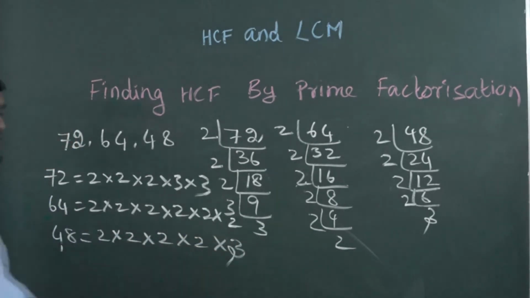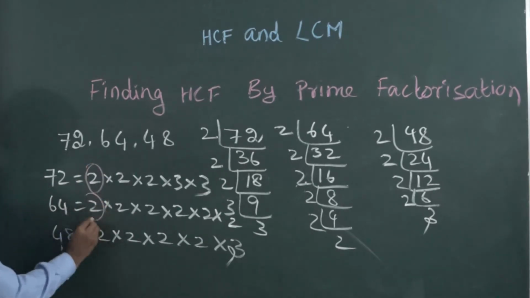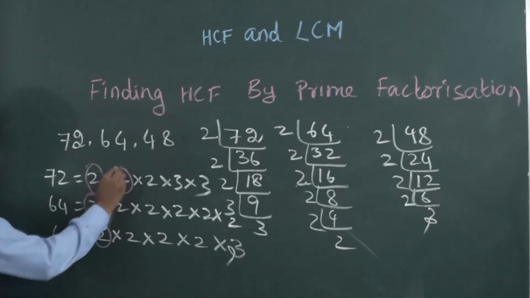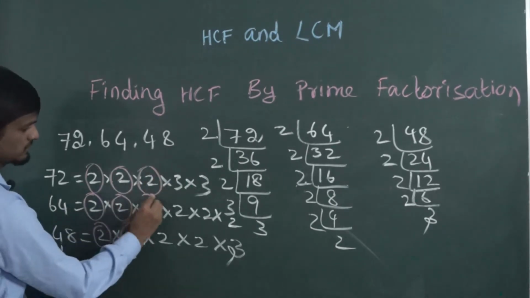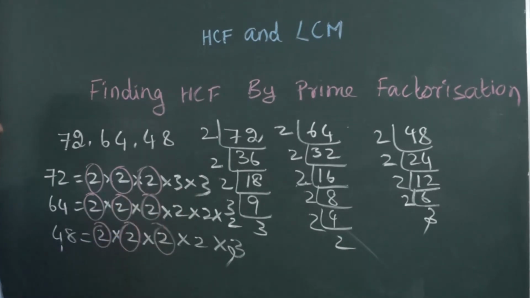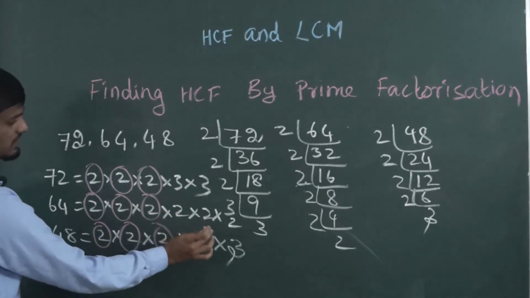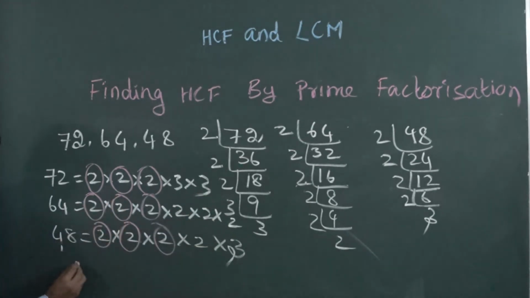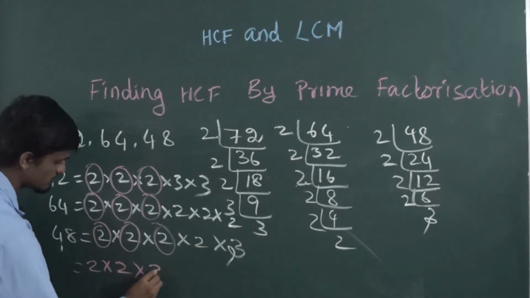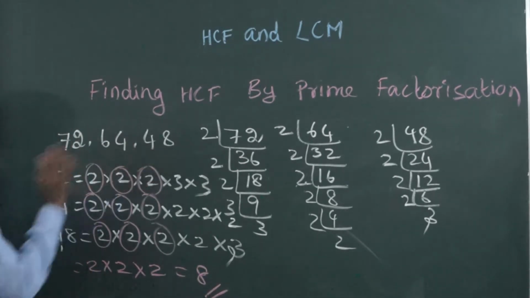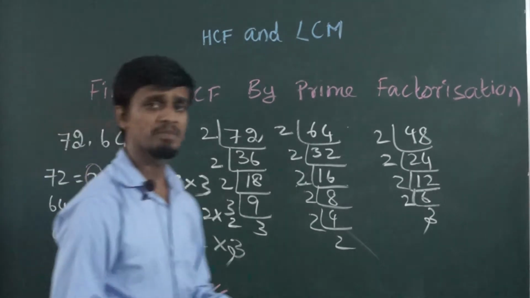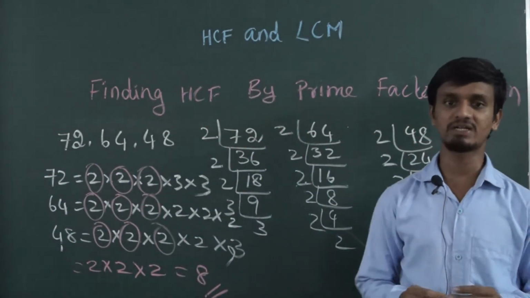By this, how can we find the HCF? Simple. Now see what the common prime factors are. 2, 2, 2 is common to all. Other than this, is there anything the same? No, 3 is not in 64, and the other 3 is not there either. So only this much. So 2 into 2 into 2 is equal to 8. 8 is the HCF of 72, 64 and 48. This is how we have to find the HCF by using prime factorization.